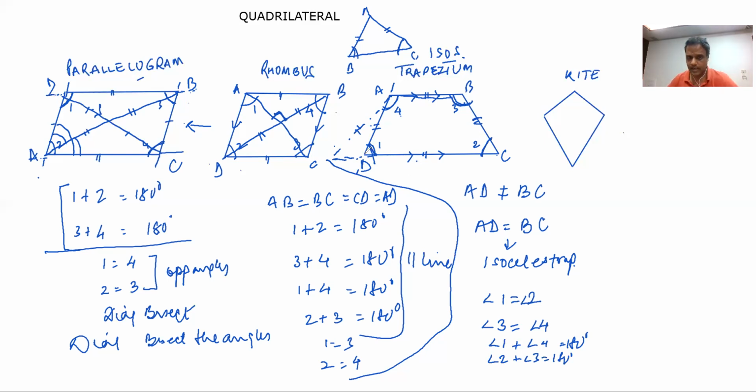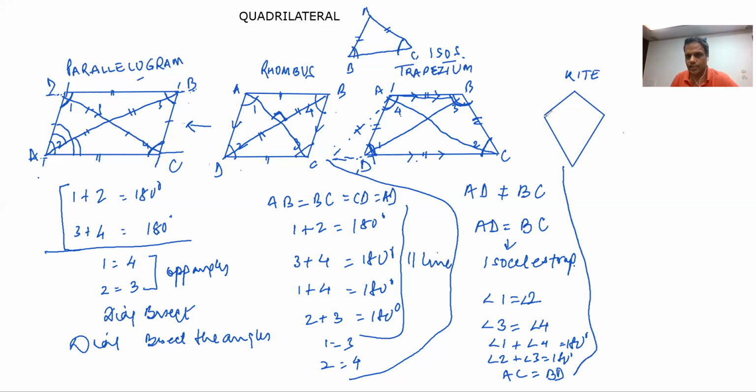Another property is that if I connect these diagonals, the diagonals are equal to each other in an isosceles trapezium, which means AC is equal to BD. Right? This is what the trapezium is all about. There are a lot of questions on the trapezium, so we'll do them. But before that, let me talk about one more shape, which is called the kite.